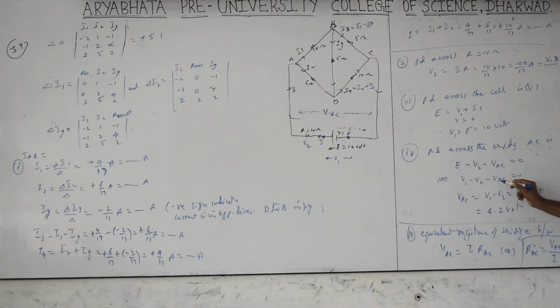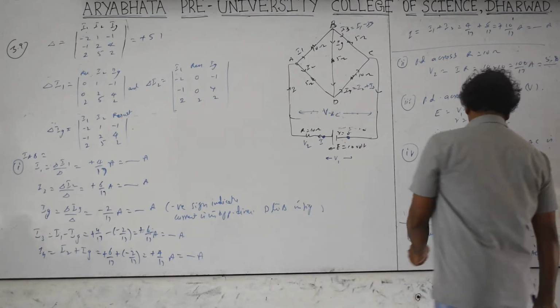So VAC we want, sir. VAC is the voltage between A and C of the bridge. Take V2 to the right side, and it becomes minus: VAC is equal to V1 minus V2. That is 10 minus 5.8. V1 is 10 volts, V2 is 5.8 volts. The result is 4.2 volts. This is the voltage across the Wheatstone bridge network.